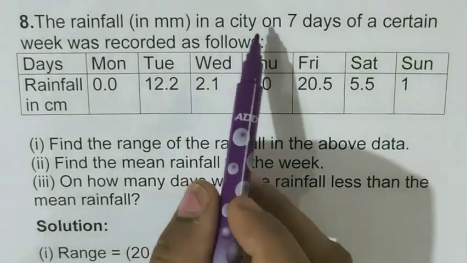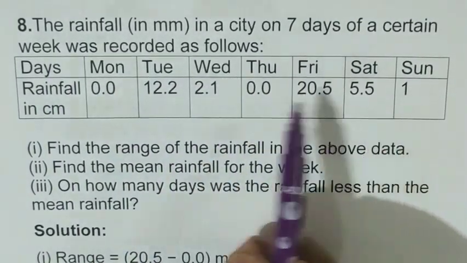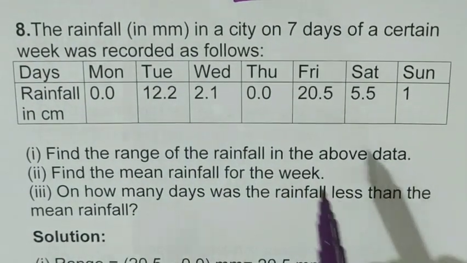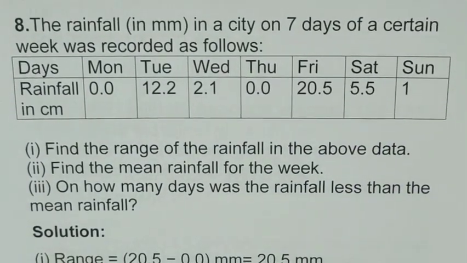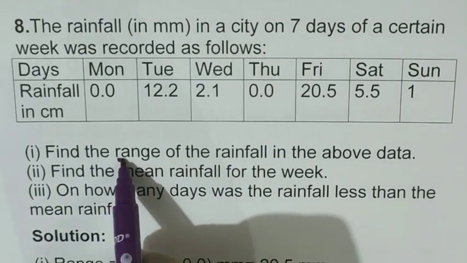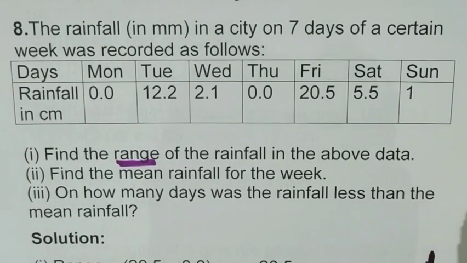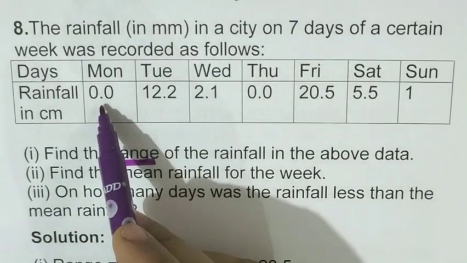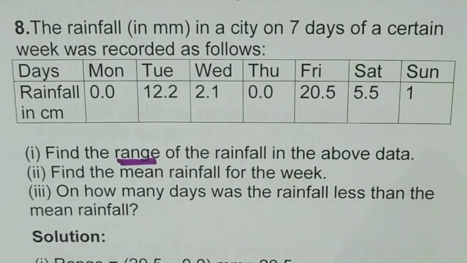The rainfall in a city for 7 days for a certain week. Days are Monday to Sunday. Rainfall is 0.0, then 12.2 and 2.1, 0.0, 20.5, 5.5 and 1. All are in millimeter only. Find the range of the rainfall. For calculating range, what must we know? Highest and the lowest. Which day is having the highest? Friday, 20.5. Which is the minimum? 0.0. So 20.5 minus 0.0, it is equal to 20.5.